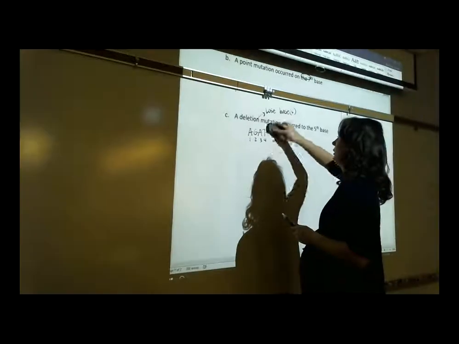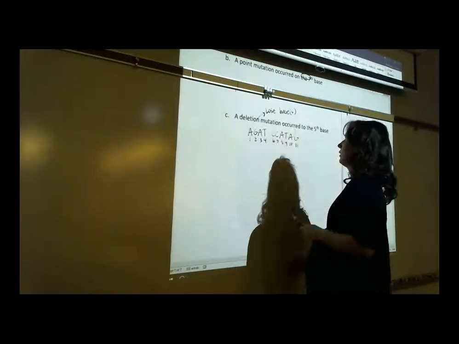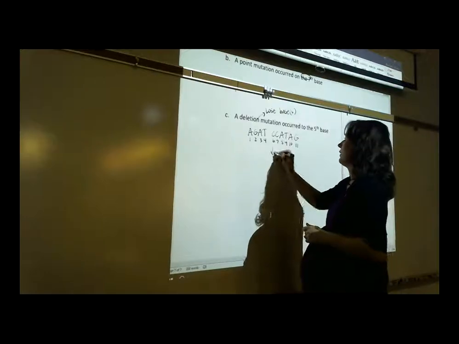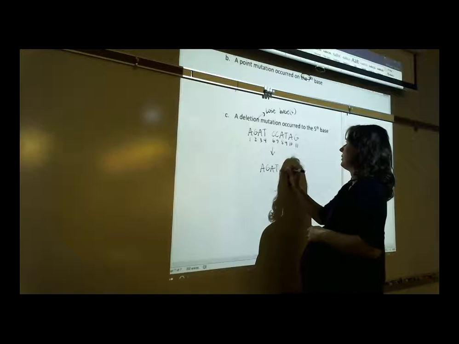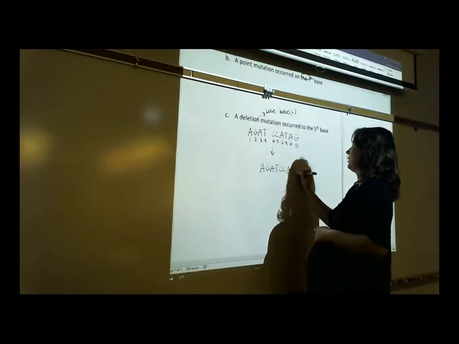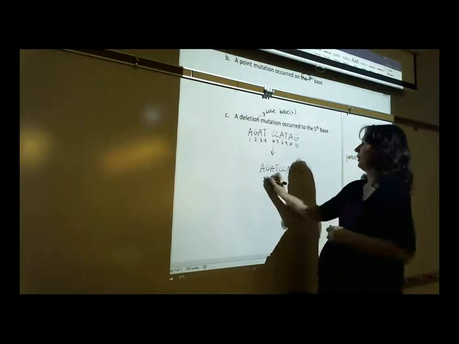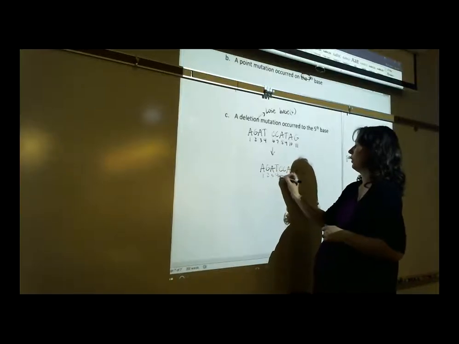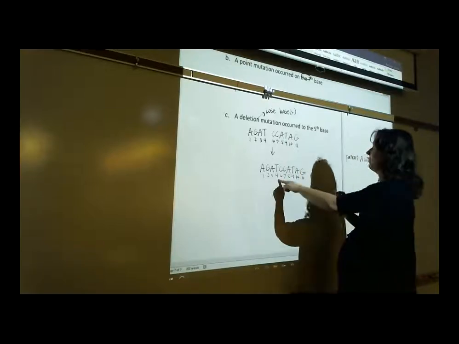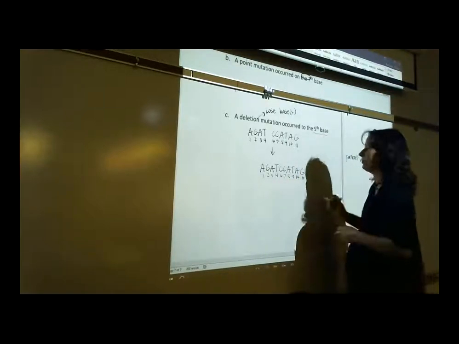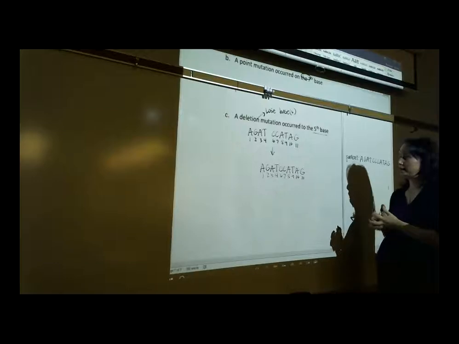And we've got a deletion. That means that number 5 got deleted. Right? So what does that give us? A, G, A, T, C, C, A, T, A, G. Right? It goes 1, 2, 3, 4, 6, 7, 8, 9, 10, 11. You've lost the 5th base. All right, so that's what deletion mutation looks like.